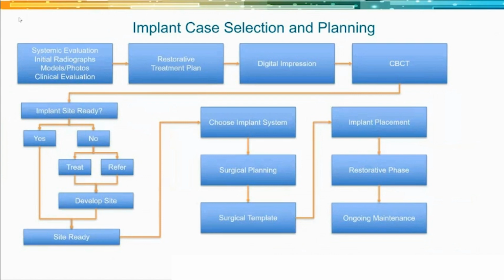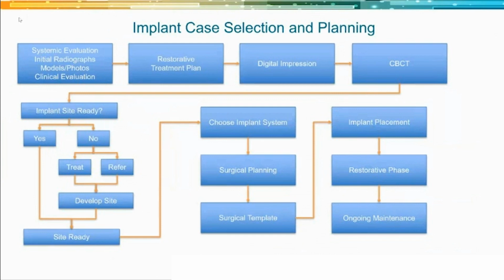So you have a patient, they are a candidate for implants or wanting implant treatment. And so from that systemic evaluation and initial radiographs, you go through a restorative treatment plan. From there is a digital impression along with a CBCT cone beam 3D radiographic image. And I'll show you how all that works together to help in your case selection and planning. We won't get too much into implant site specifics, except when we're looking at case selection.